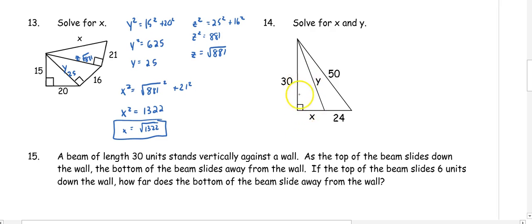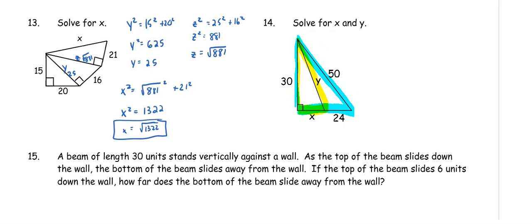Number 14, solve for x and y. So in order to solve for x and y, we need to use the right triangle. So we have two right triangles. We have the little right triangle, and we have our bigger right triangle. So we can use our bigger right triangle to solve for x, because we're going to call this whole side down here z, and we're going to solve for z.